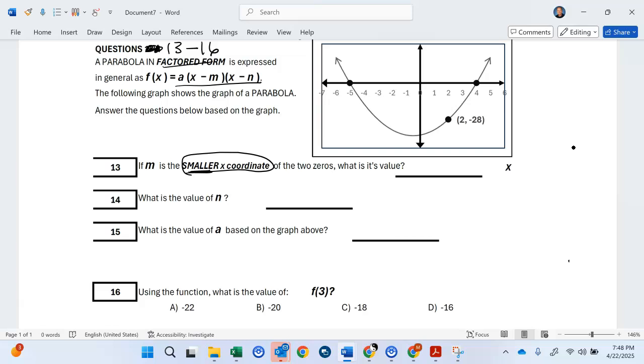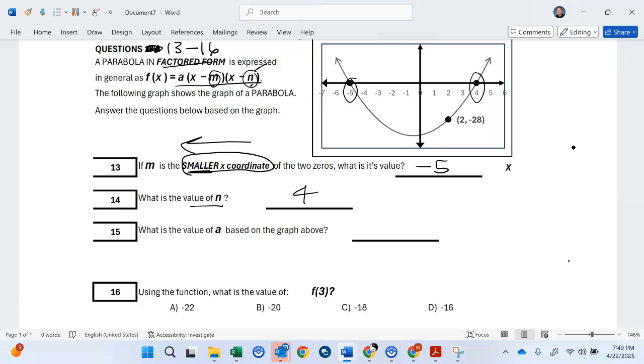Remember, smaller goes this way, right? So negative numbers are smaller. So what's the first zero we have? It's right there. So -5, very easy, right? Then the next one is n. And by the way, where does m come from? It comes from here, and n comes from there. So that's the m, that's the n. We need that for the equation later. The second one is this one right here. So that's going to be 4, okay?